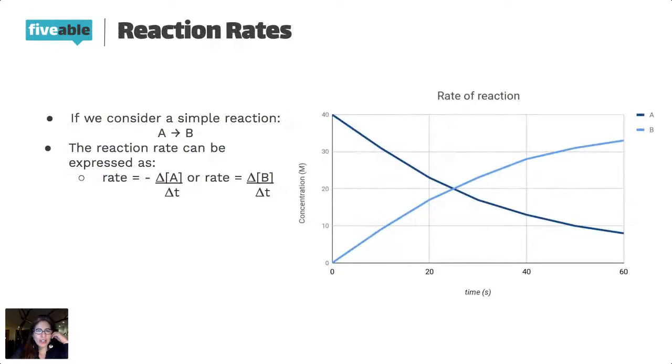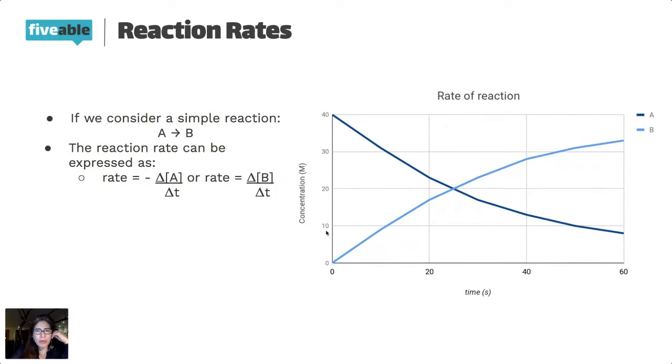Okay, so reaction rates. If we consider a simple reaction of a reactant to give a product, the reaction rate can be expressed as the reactant disappearing. That's why we'll have a negative. So the change of concentration of the reactant, the disappearance of the reactant over time, will be the rate, or how fast the product will be formed. So the change of concentration of the product divided by time.